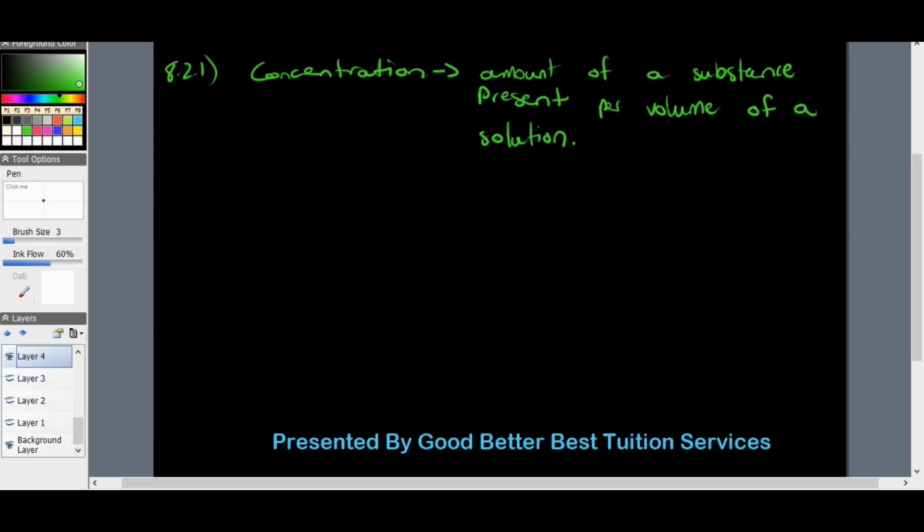This backs up the formula, which is C is equal to n over V. The first part is the amount of a substance, which is the mole. That's what a mole is: an amount of a substance. And the last part, present per volume of a solution, is the bottom part. So if you just learnt this formula, C is equal to n over V, you would be able to form this definition just by looking at the formula. Okay, that was the definition for 8.2.1.